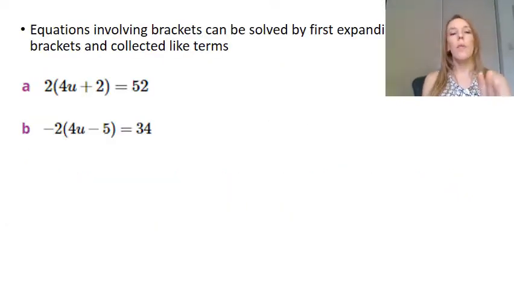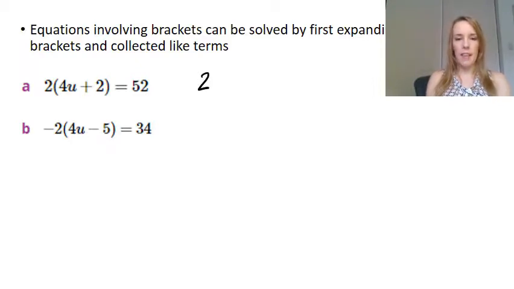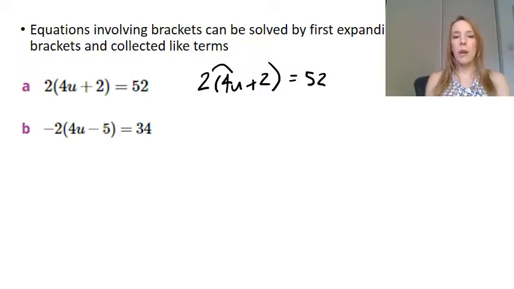Okay, so we've got some equations here, and we're going to try and solve for our unknown to find out the value of the unknown. So when they have brackets like this, what we do to solve them is we first expand the brackets and then we can collect like terms. So for instance, with A, I'll just rewrite it here. We've got 2 outside our brackets, and then inside our brackets I've got 4u plus 2 equals 52. So using our distributive law, we know we can expand these brackets. So 2 times 4u is going to give us 8u plus 2 times 2 is 4 equals 52.